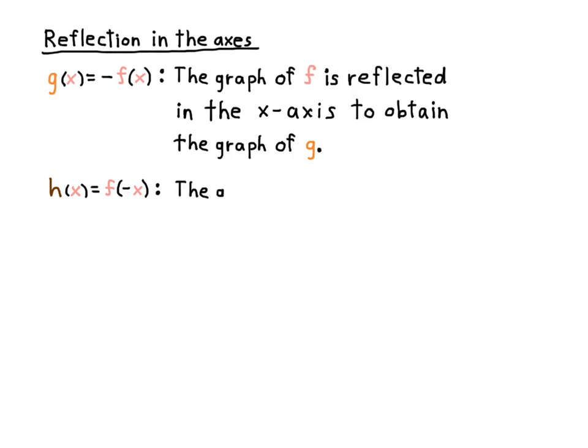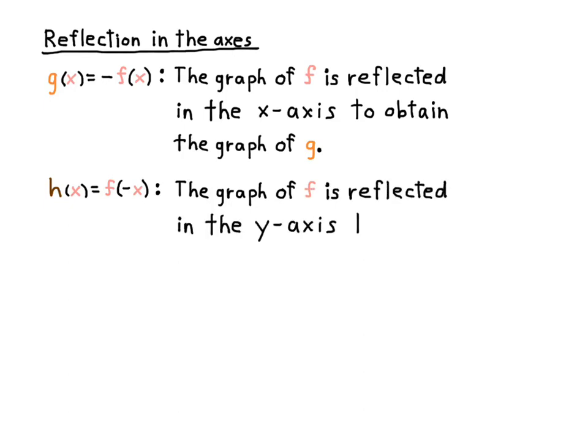You have to try to keep those straight because they might say, what is the graph if you reflect this in the x-axis? And you have to know which way you're going, okay? If you're reflecting in the x-axis, you're changing the y values, and vice versa. So the graph of f is reflected in the y-axis to obtain the graph of h.